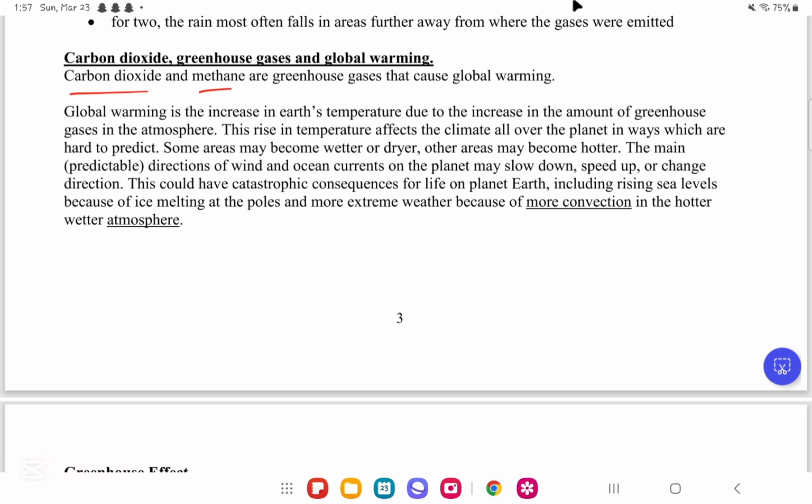Global warming is the increase in Earth's temperature due to the increase in the amount of greenhouse gases in the atmosphere. This rise in temperature affects the climate all over the planet in ways which are hard to predict. Some areas may become wetter or drier, other areas may become hotter. The main predictable directions of wind and ocean currents may slow down, speed up, or change direction. This could have catastrophic consequences for life on planet Earth, including rising sea levels because of ice melting at the poles, and more extreme weather because of more convection in the hotter and wetter atmospheres.